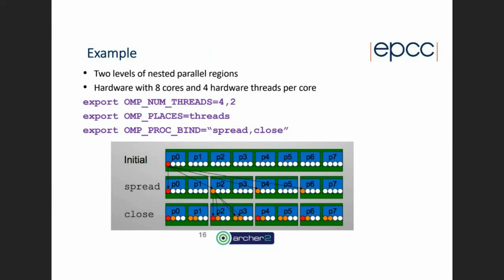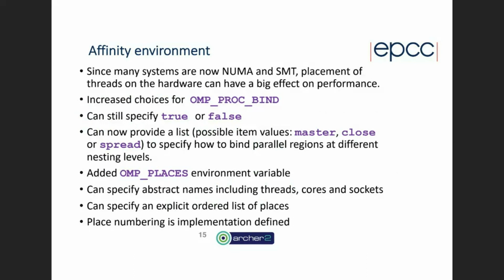What would happen with nested parallelism? If you don't say anything, then you probably don't get any thread binding. I think it's probably the same as saying OMP_PROC_BIND equals false. Does it mean that every time the nested parallelism is called, it runs on different cores? Or does it remember which cores it ran on? No. If you don't specify binding, then you're essentially at the mercy of whatever the operating system wants to do.